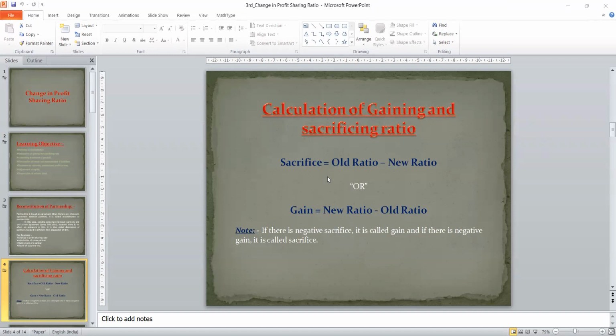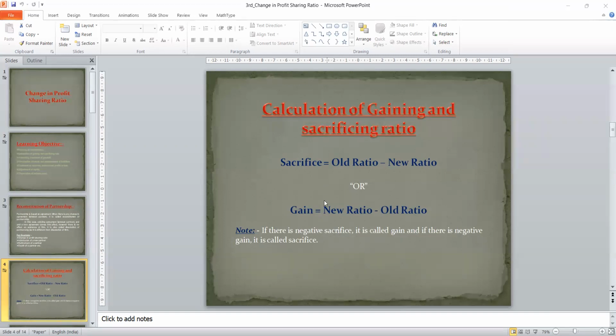So you can use any formula from these two. You can either use sacrifice or you can use gain. So these can be used as substitutes. Okay, sir. The next is you can see there is a note written here. Can you read?